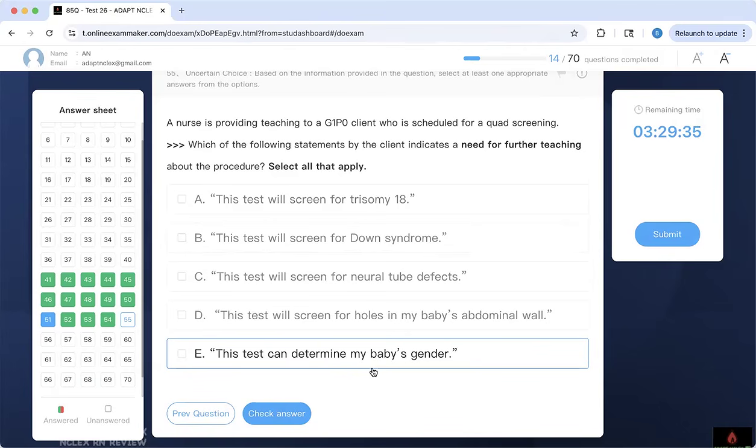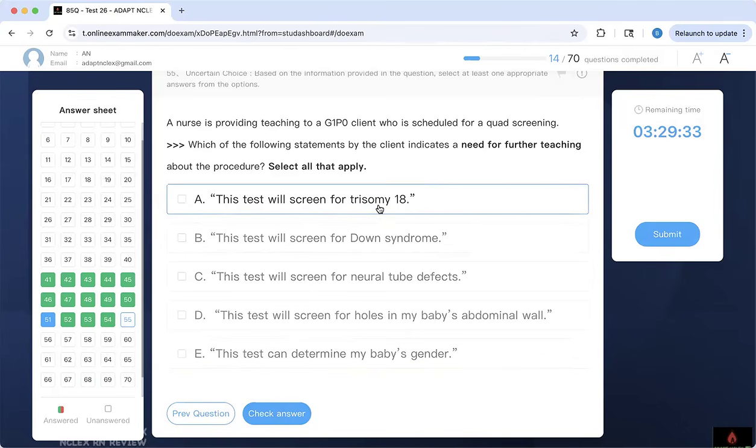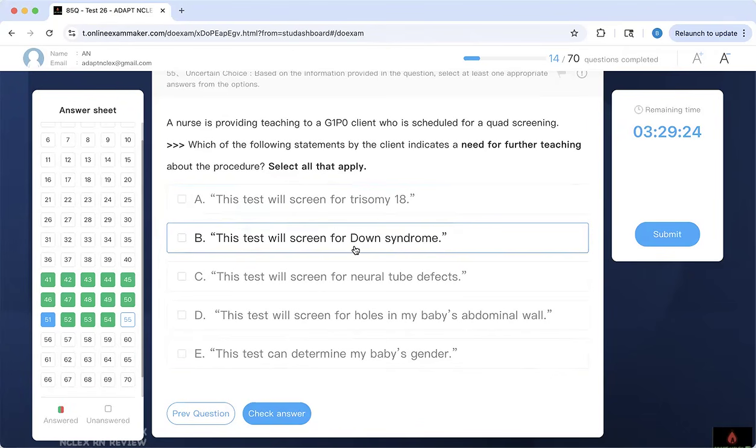Not the right answer. I can tell you, the test is going to screen for trisomy 18. This is what you do, genetic testing. We do it during the quad screen. It also screens for Down syndrome. It does not diagnose it. That's trisomy 21. Let's also look for alpha-fetoprotein, and therefore you can determine neural tube defect.